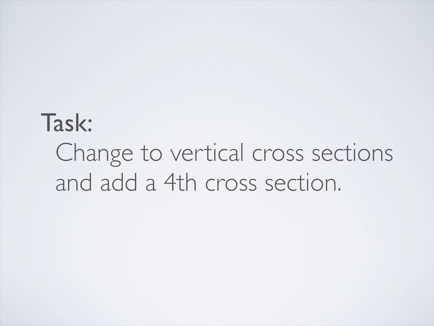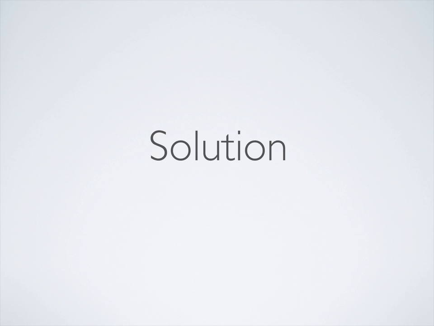Now that we've gone over the concepts for this exercise, take some time to explore the network and complete the task. You'll notice that the image cross-sections are taken horizontally, so your task is to make them vertical and add a 4th cross-section. So now go ahead and pause the screencast. And we're back, so let's look at the solution.